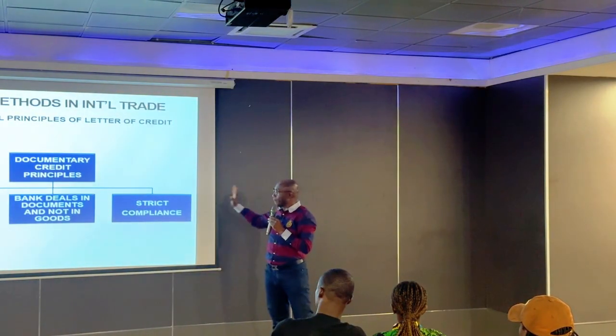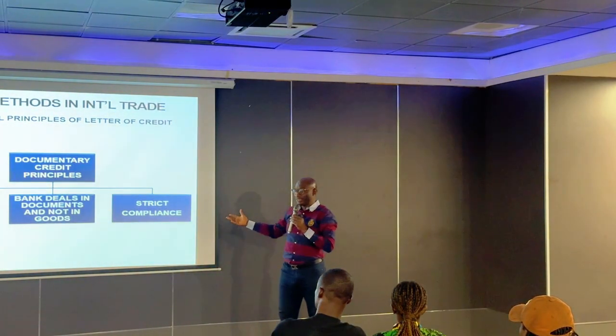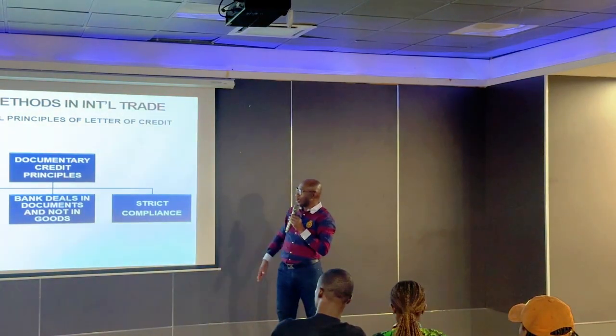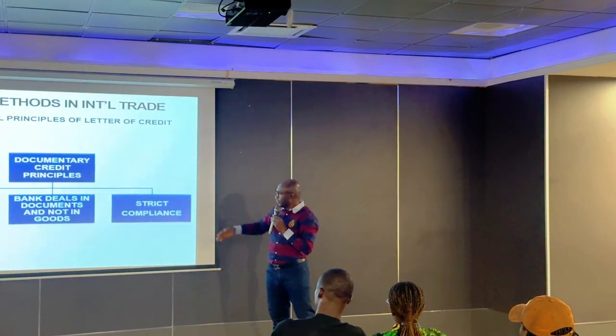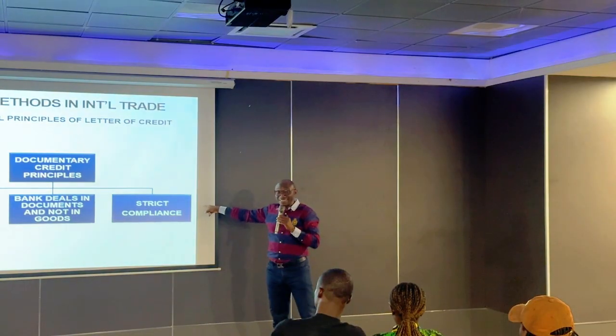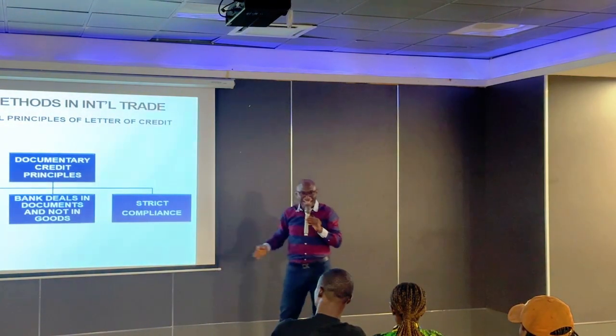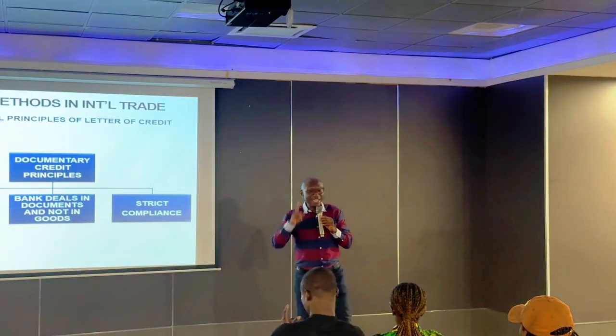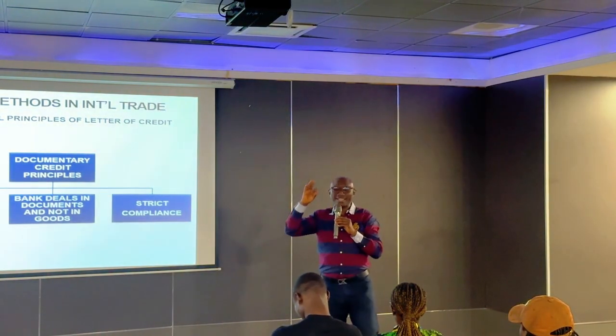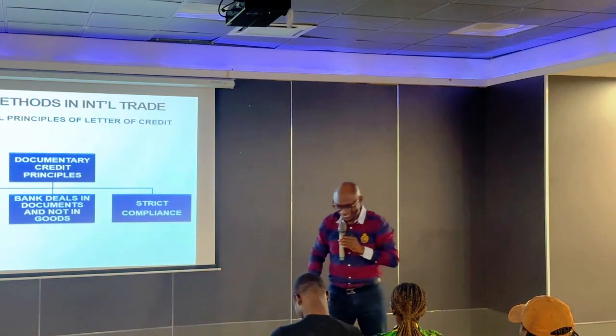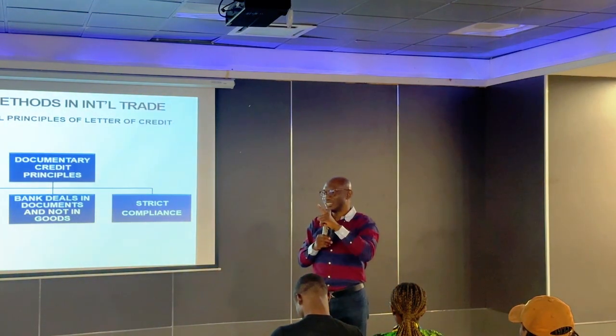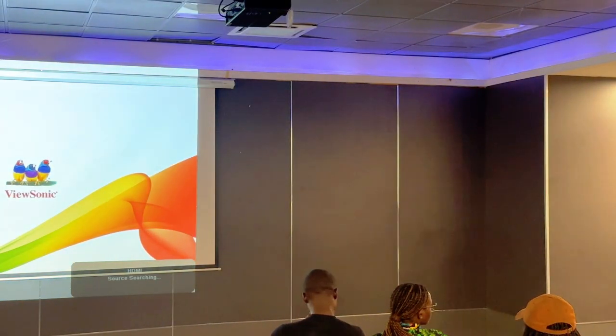These are very important parameters, and you'll find autonomy in Article 4, you'll find banks dealing in documents in Article 5, you'll find strict compliance in Article what? Anybody? 14, standard for examination of documents. If there is one article you must master word for word, it's Article 14. It basically summarizes what inspection is, the standard for examination of documents.